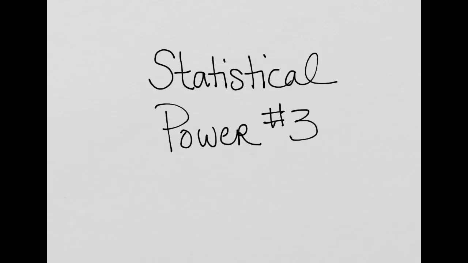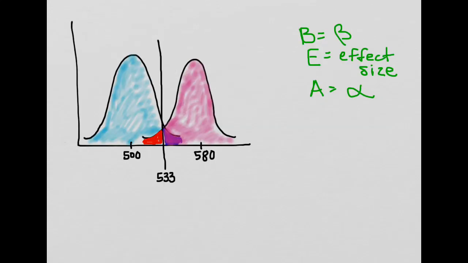Okay, so this is the third video on statistical power, and in this one we're going to talk about the two of the four components that go into power. Okay, so in the last video we started talking about the four components that go into power.